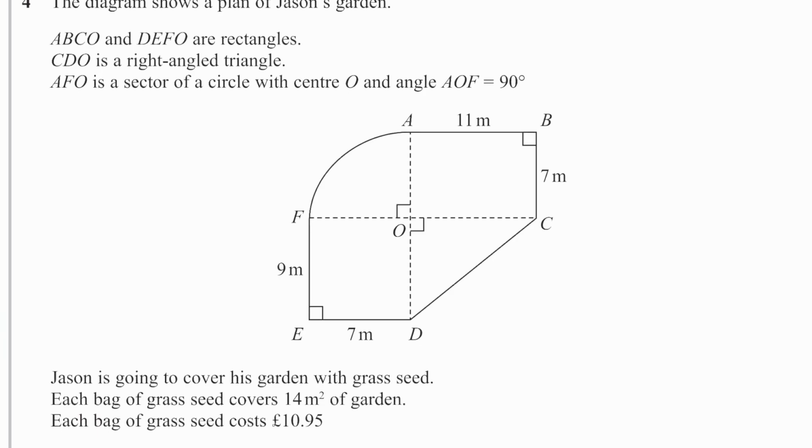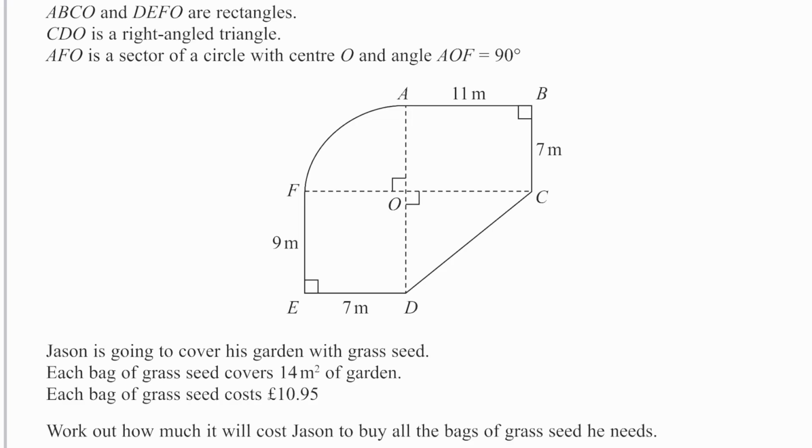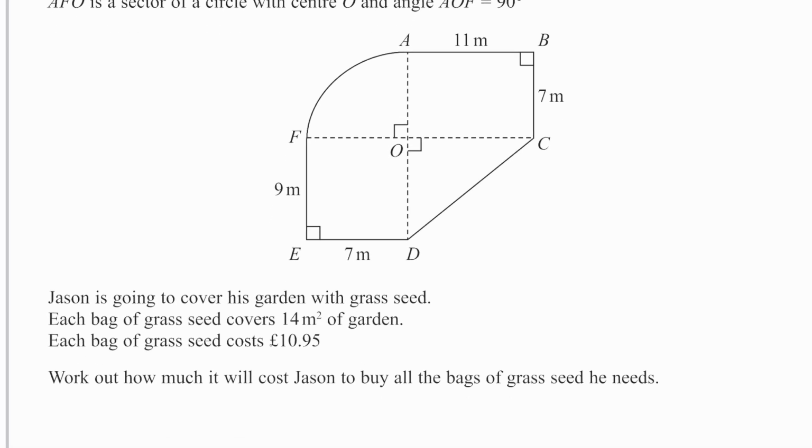Question 4. The diagram shows a plan of Jason's garden. ABCO and DEFO are rectangles. CDO is a right angle triangle. AFO is a sector of a circle. The center O and an angle AOF equals 90 degrees.